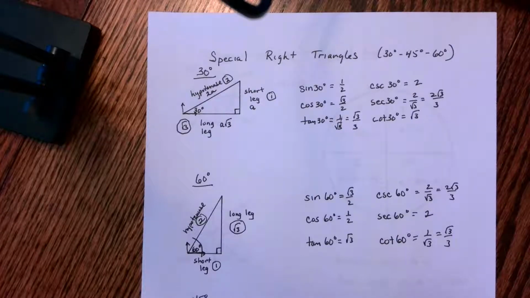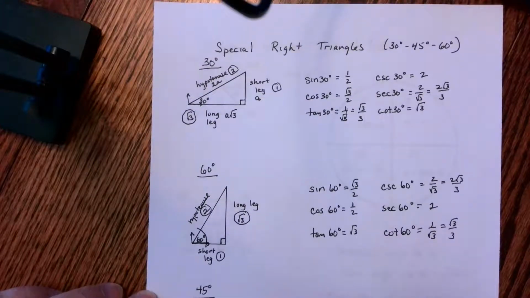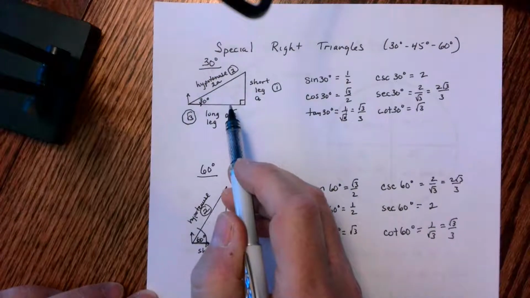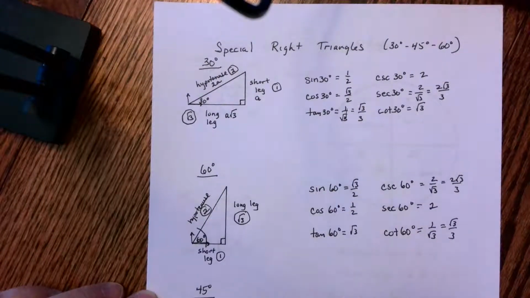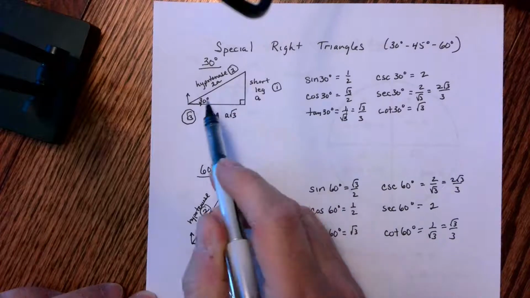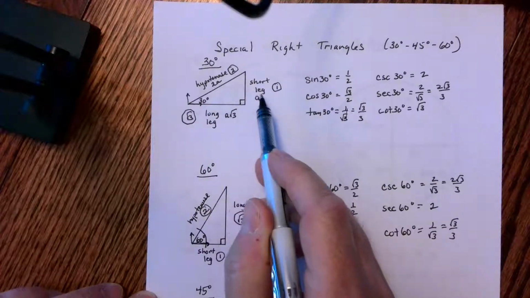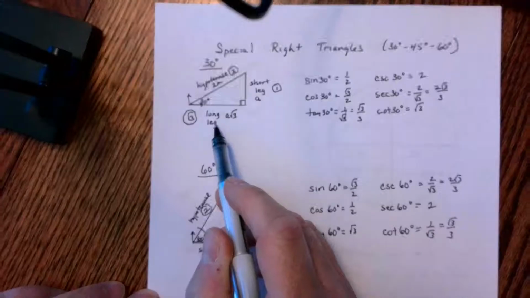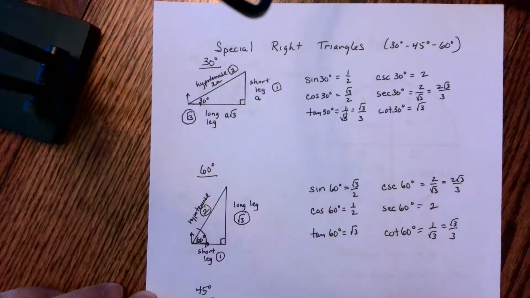So I just want to give you a really quick background on these special right triangles. When you were in geometry, you had a 30, 60, 90 triangle. And what you should have learned in that special relationship between a 30, a 60, and 90 right triangle is opposite the 30-degree angle is what we call the short leg. Adjacent to the 30-degree angle is what we call the long leg, and of course the hypotenuse is opposite the 90-degree angle.